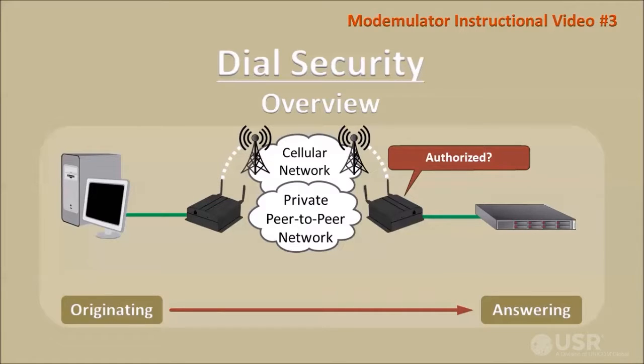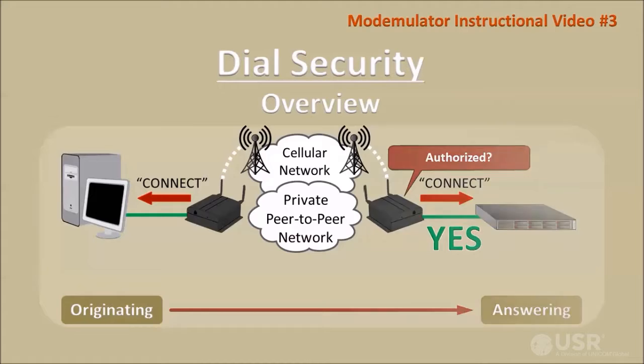When any type of dial security is enabled, the answering modemulator will determine if a connection from the originator is authorized. If the connection is not authorized, the connection will not complete. If the connection is authorized, the connection will complete.